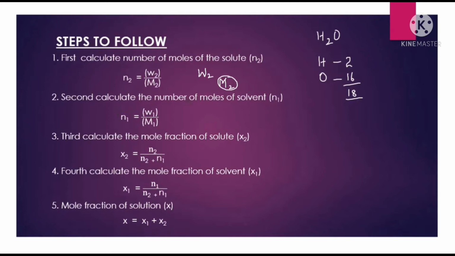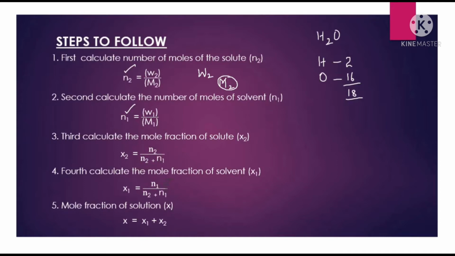Next step is you should calculate the number of moles of the solvent. The same method you should follow. Here the number of moles of the solvent is W1 by M1. W1 is the weight of the solvent and M1 is the molecular mass of the solvent. The third step is to calculate the mole fraction. If you know the number of moles of the solute and the number of moles of the solvent, it is possible to calculate the mole fraction of the solute. So mole fraction of the solute is represented by X2, that's equal to N2 divided by N2 plus N1. N2 is the number of moles of the solute and N1 is the number of moles of the solvent. So N2 divided by N2 plus N1 will give the mole fraction of the solute.